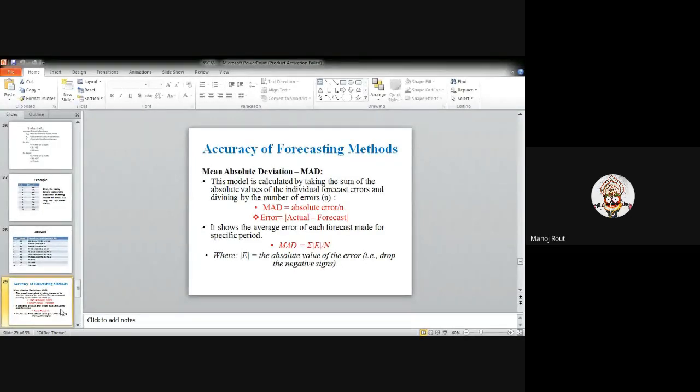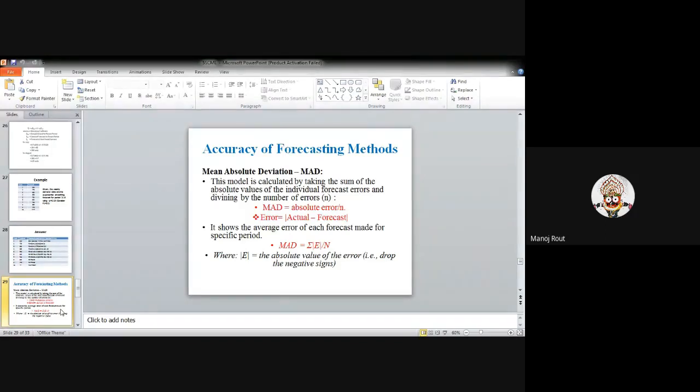This model is calculated by taking the sum of the absolute value of individual forecast errors and dividing by the number of errors. So note down the mean absolute deviation equals the sum of absolute error divided by n. The formula is given below: summation of error divided by the number of periods. Clear? And error equals actual minus forecast. It shows the average error of each forecast for a specific period.